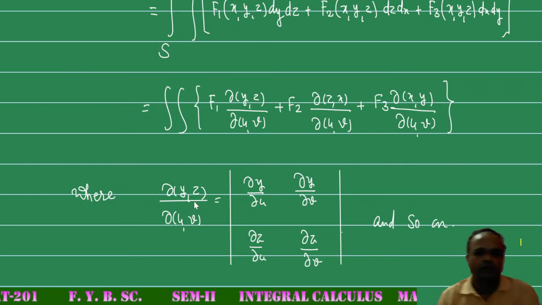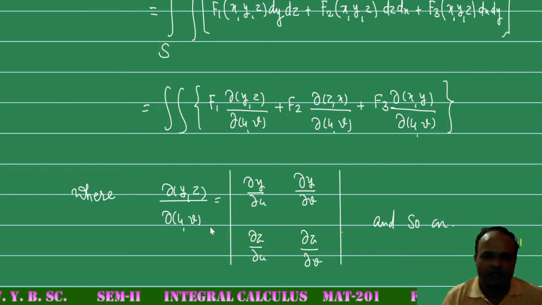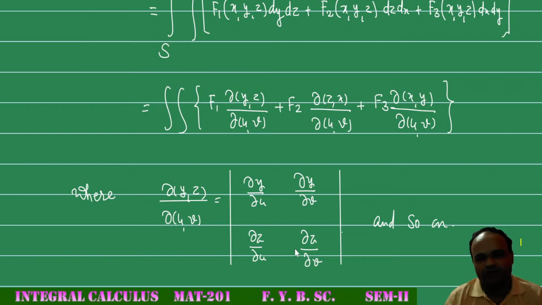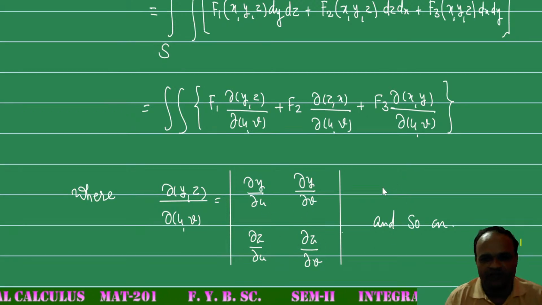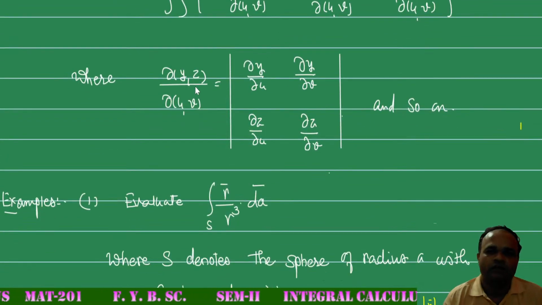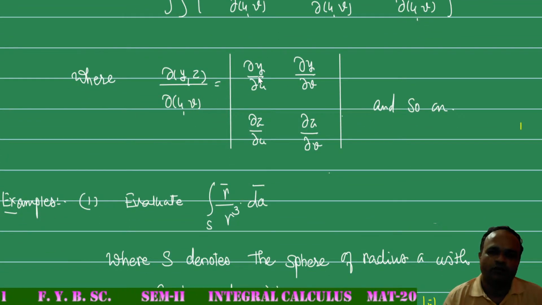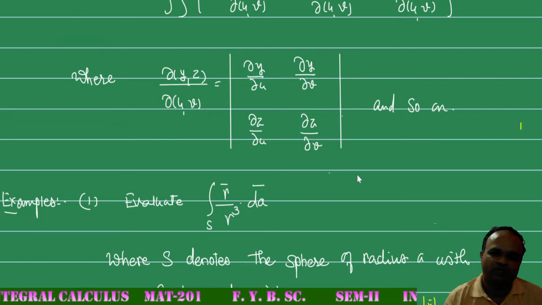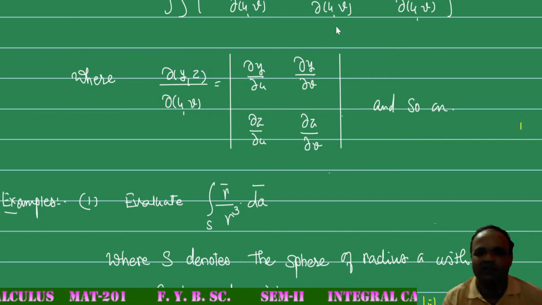So here, what is ∂(y,z)/∂(u,v)? It is a determinant of a 2 by 2 matrix: ∂y/∂u, ∂y/∂v, ∂z/∂u, and ∂z/∂v. So it's a determinant, and similarly you can write for the other two.